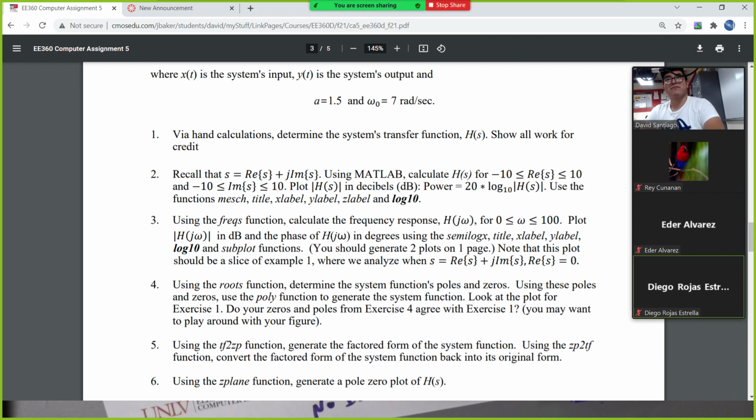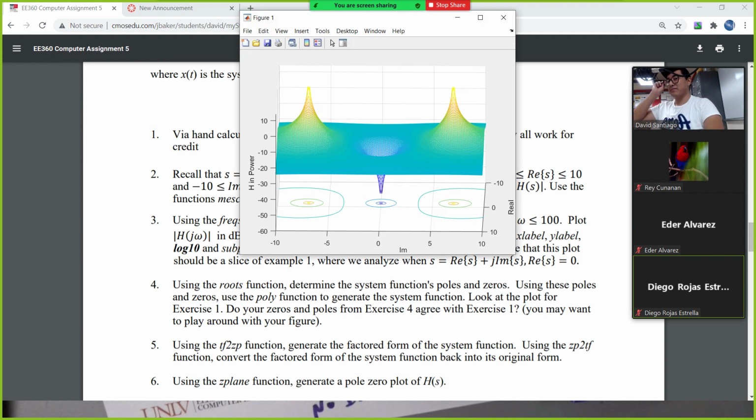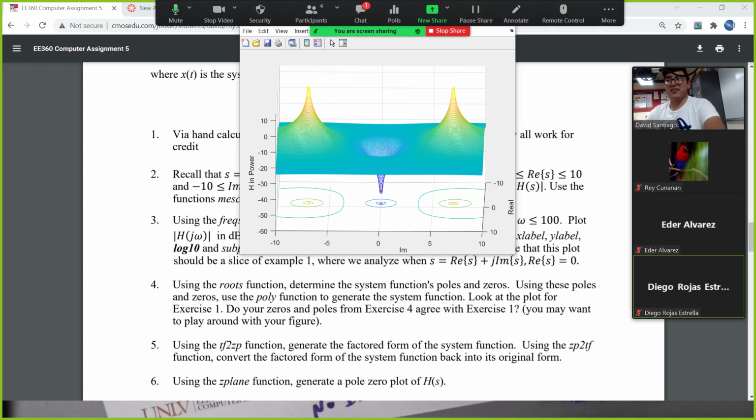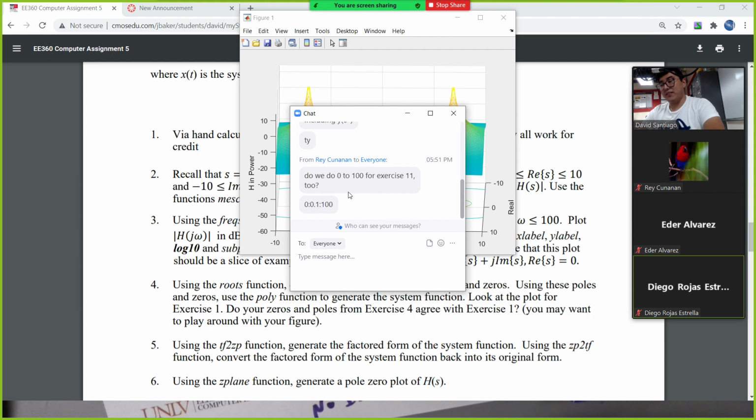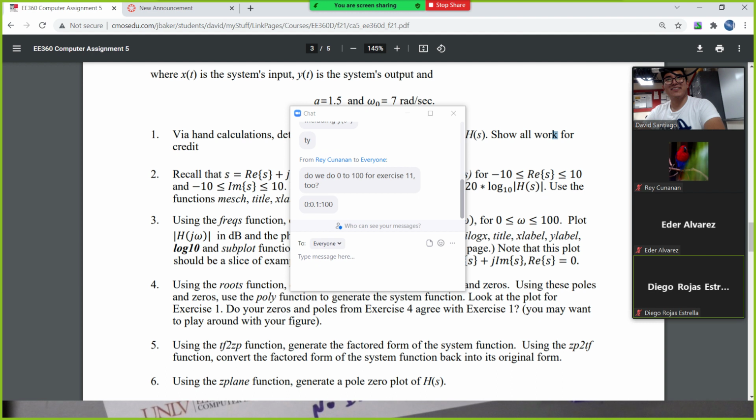And now let's do number 3. Let me run. Yeah, what's up? For number 3 from 0 to 100, are we still incrementing by 0.1? Yeah, 0.1 or 0.01, whichever you like, whichever makes it look cooler. But I will show you what I have. Oh, someone's in chat. Yep, just hold up. I'm going to get there.